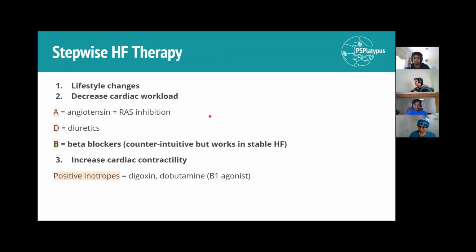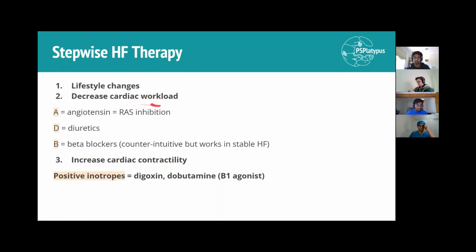Okay, so beta blockers, I'll just talk about this super quickly because there's not much detail on it, but it's a bit counterintuitive. You would imagine that by blocking beta adrenoceptors, you would decrease sympathetic action and cause decreased contraction and action of the heart. However, there's evidence that it works in stable heart failure. But yeah, just keep in mind that it works in stable heart failure. So we talked about decreasing workload.